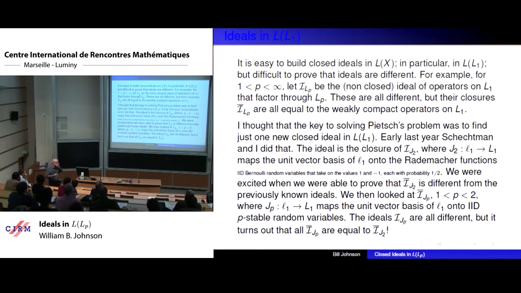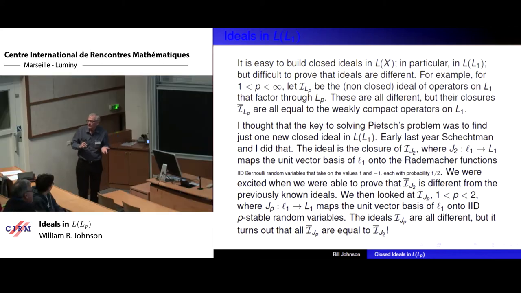So at this point, we had increased the number of known closed ideals in the bounded operators on L1 by 25%. And at this rate, we weren't going to be finished before the universe ended. So something else had to be done. So we came to sequences of random variables.